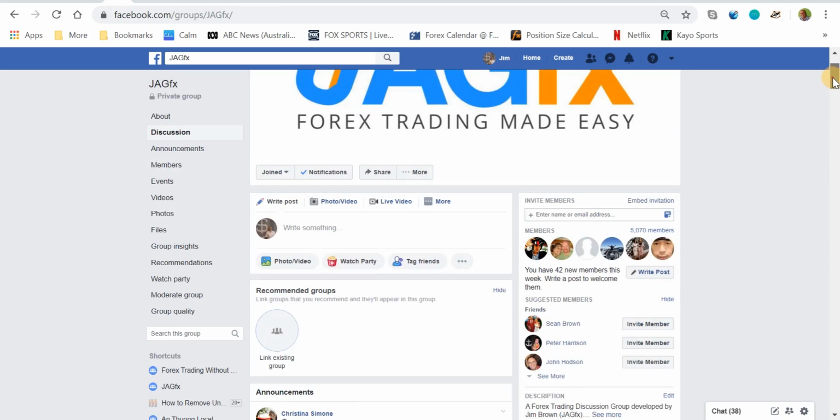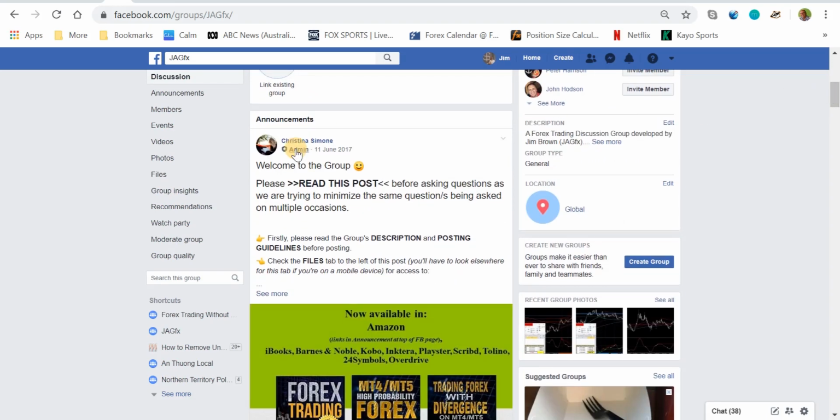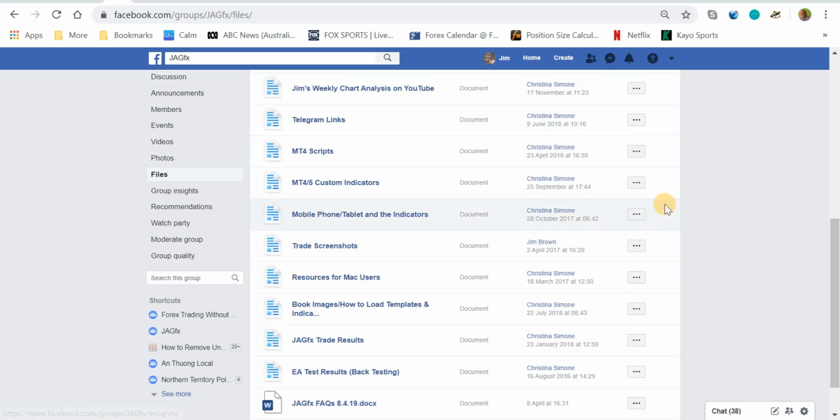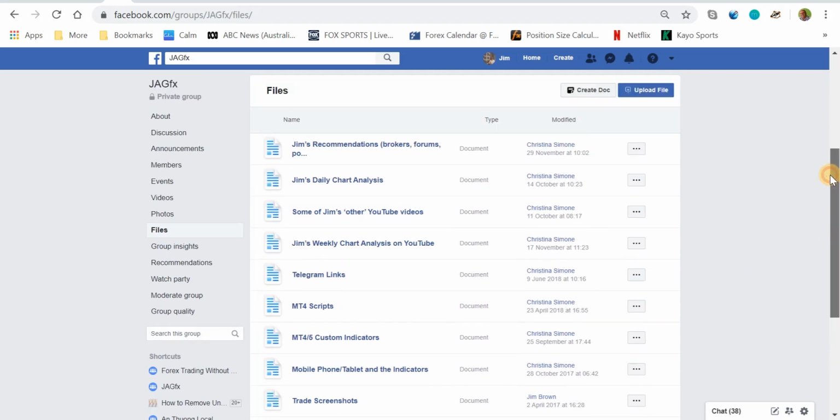When you come to this group, probably the first thing I'd recommend is you read this top pinned announcement post from Christina. It shows you where stuff is in the group here. Basically, if you go to the files folder on the left here, I'm not sure it is, we're on a handheld device, but on the laptop it is files. Click on that. It takes you to all the resources.